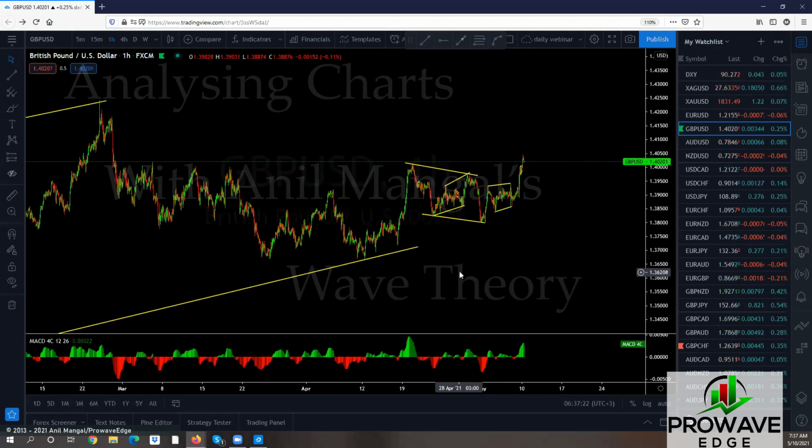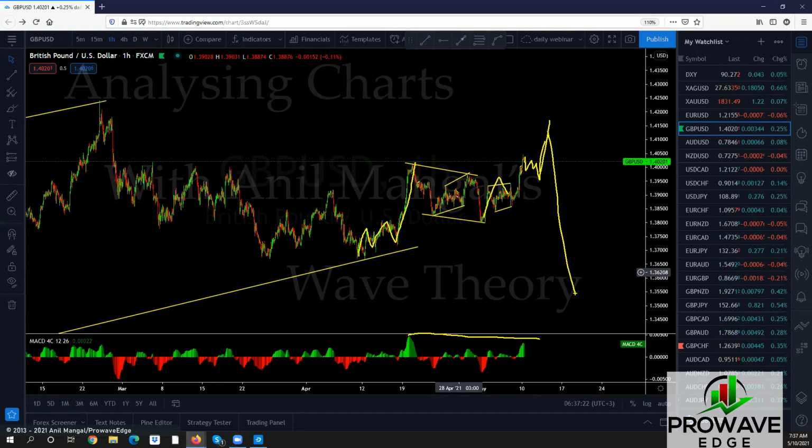And now we have a similar structure with this piece. We had a correction here. We had a correction here. And then we make that. We got a correction here. We go. So maybe we'll get one more correction and go. That's possible. Do we have divergence? Yes, we do. So even if you get another impulse with divergence, it's downside.